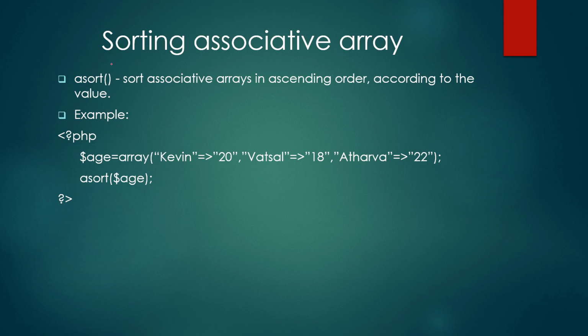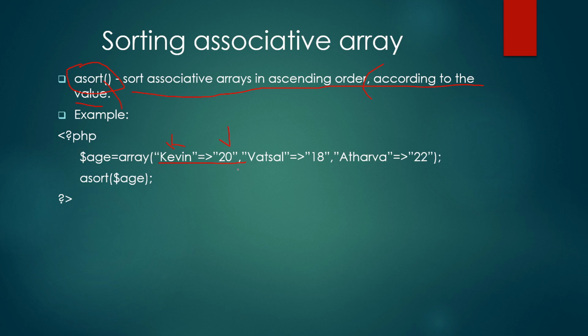How to sort associative arrays. We have a function called asort. It is an inbuilt function. It will sort associative arrays in ascending order according to the value. Now this is important to note, according to the value. See, associative arrays are nothing but a collection of key value pairs. This is the key and this is the value. So this function asort will sort them in ascending order according to the value.